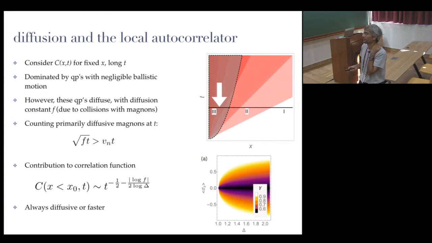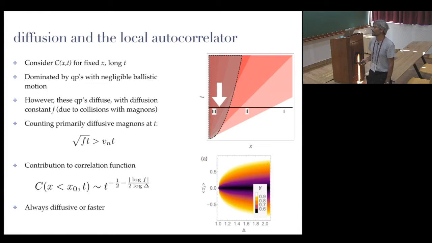Okay, what's the contribution to the correlation function? At short distances, it's basically the number of things that are still diffusing, and that goes as this expression. As you can see, now you get the somewhat sensible answer that as you take delta to be very large, your autocorrelation function behaves diffusively. It approaches diffusion, but at any finite magnetization, you have some anomalous exponent in the return probability.